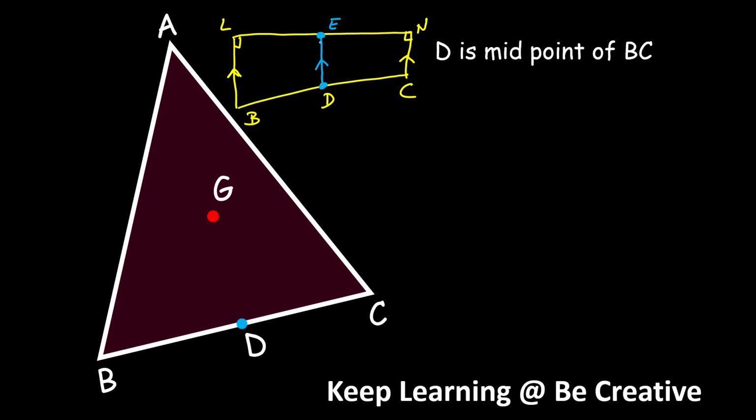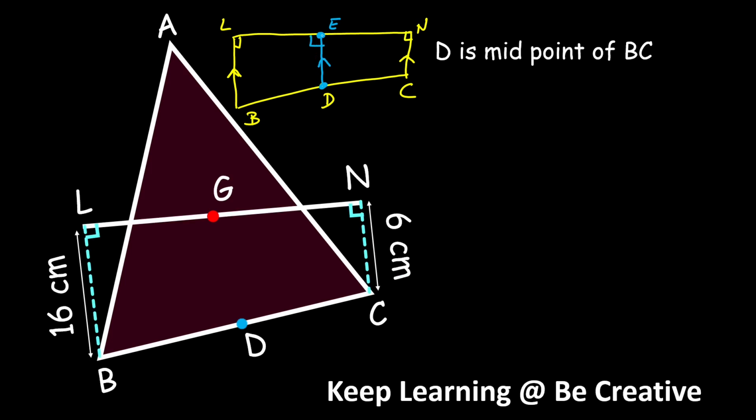Since it is parallel to these two lines and they are perpendicular to LN, this line will also be perpendicular to LN. Very important information. Also, the length of this ED I can determine: if LB is A unit and NC is B unit, I can determine the length of ED as (A plus B) by 2. This is a very important property of the midline of the trapezium. You should remember it.